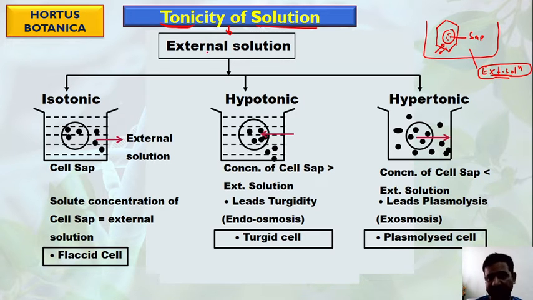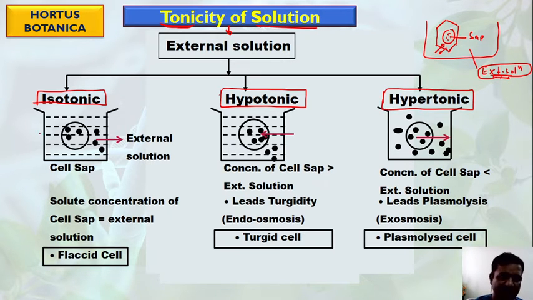On that basis, we can take three types of external solution. First, it may be an isotonic solution, it may be a hypotonic solution, or it may be a hypertonic solution. As the term suggests, iso means same, and tonic means concentration. So what do we find here? What is the concentration in the cell sap? That is also the concentration of the external solution.